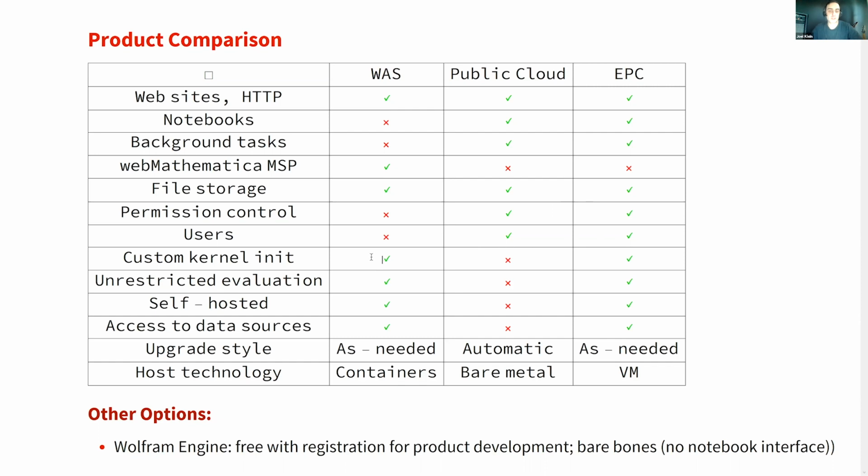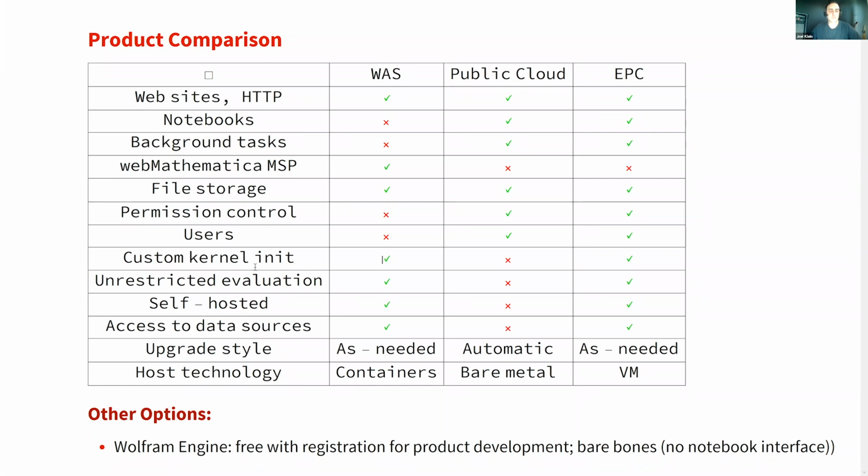The kernel initialization that I mentioned before. WAS and EPC have that, public cloud doesn't. And I should just note what I mean by custom kernel initialization. This has to do with code that gets loaded at the beginning of a kernel's lifetime.